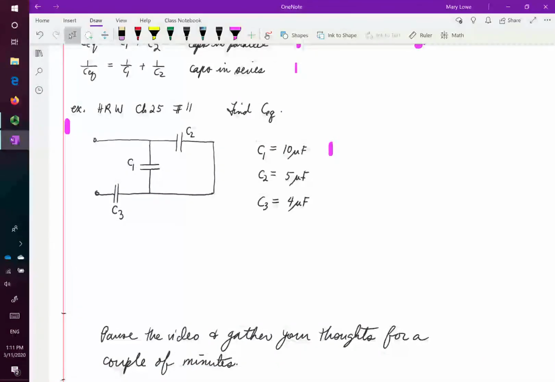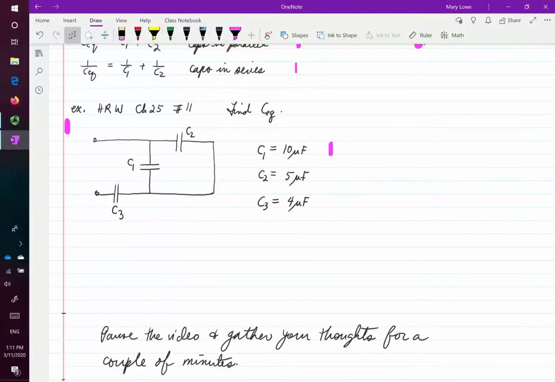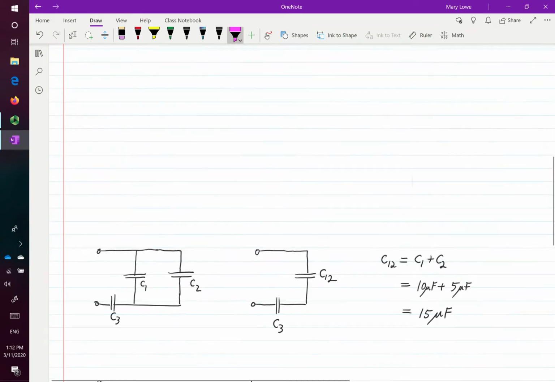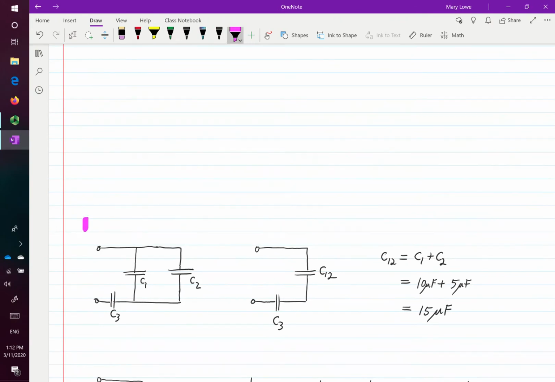Hopefully you've worked on the problem, and what you should see is that C1 and C2 are in parallel. If that's hard to see, be aware that the lengths of the wires over here have no physical significance, so you can make them as short or as long as you want. If it's easier for you, redraw the picture like so. I've just shortened up one of the wires and represented C2 in this position over here. Now it's easy to see that C1 and C2 are in parallel.